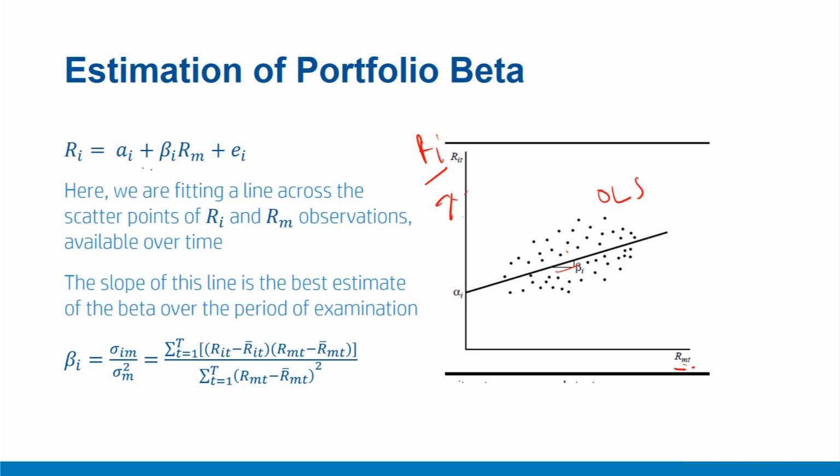Now, once you have this kind of expression, the value of beta is very easily computed in the form of this expression, which is nothing but sigma im, the covariance between security I and m, divided by sigma square m, which is the variance of the market. This is nothing but the summation over t equal to 1 to T of (RIt minus RIt bar) into (RMt minus RMt bar), divided by the summation over t equal to 1 to T of (RMt minus RMt bar) raised to the power 2. So this is the expression which is driven by this regression model.